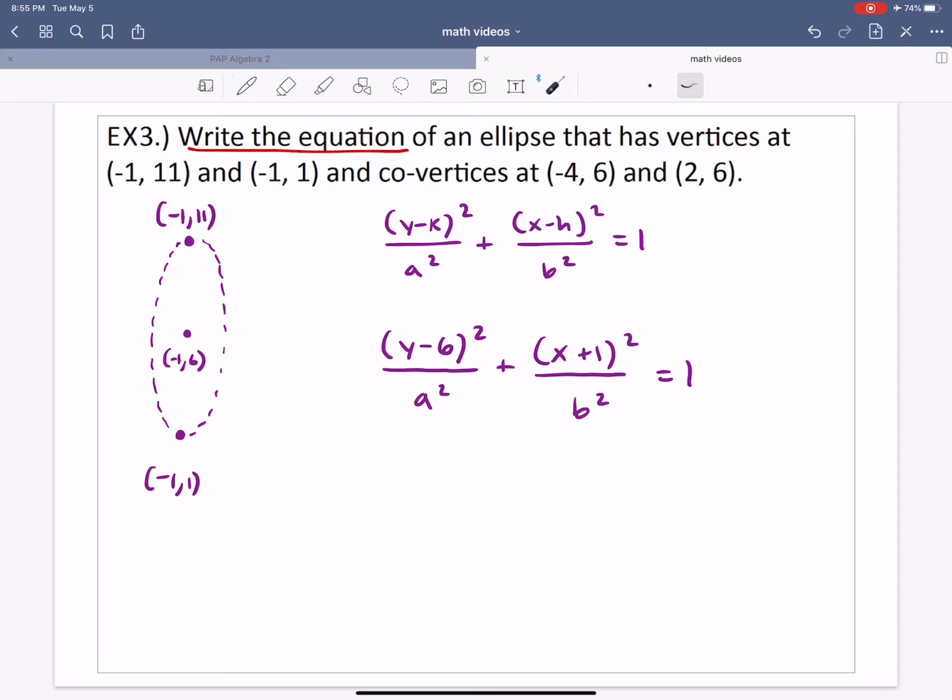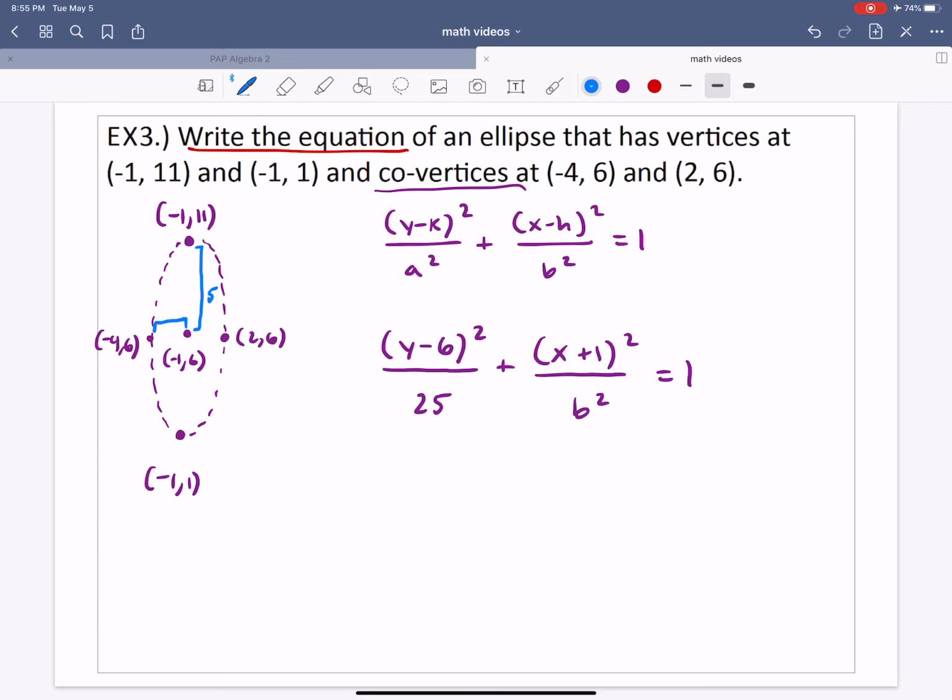So now, to be done, I just have to figure out what a is and what b is. Well, we just talked about that. a is the distance from the center to the vertex, and we got that as 5. So we can replace that a² with 25. Now we just have to figure out what b is, and we'll find b using the information given about the co-vertices. It tells us that one co-vertex is at 2, 6, and the other is at -4, 6. Well, simply count how far the center is to one of the co-vertices, and you get that b equals 3.